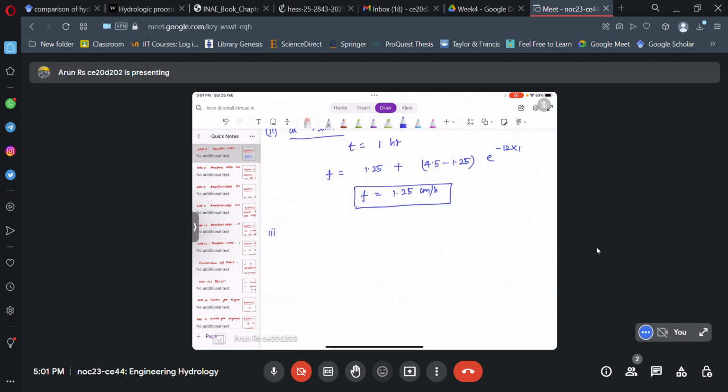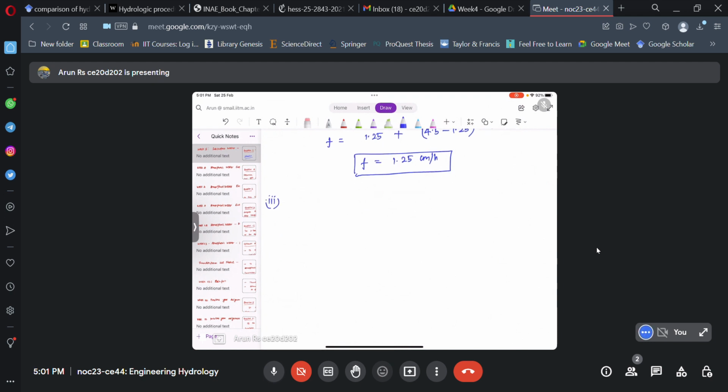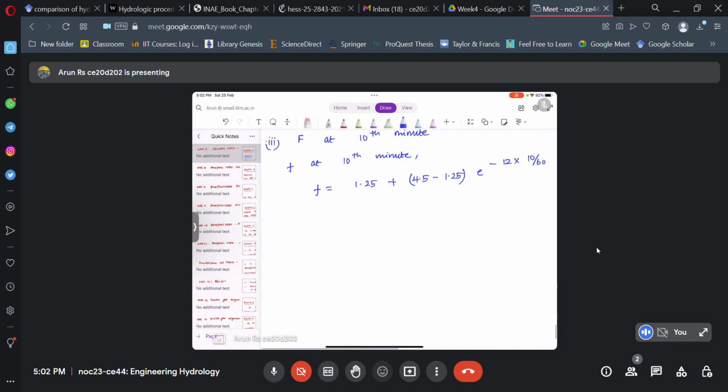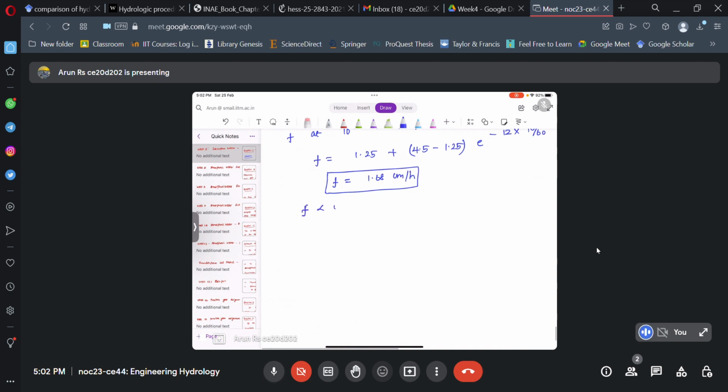Now coming to the next part, we need to determine the cumulative infiltration depth at the 10th minute. For that, we need to determine f at the 10th minute. So f is equal to the infiltration rate, 1.25 plus 4.5 minus 1.25 into e to the power of minus 12 into 10 by 60. I'm converting the minutes into hours. So here f is around 1.68 centimeters per hour. Now it is always good to check whether f is less than i or not.